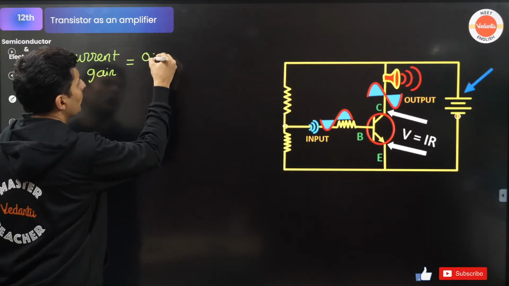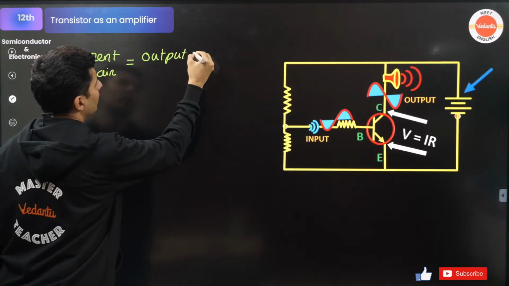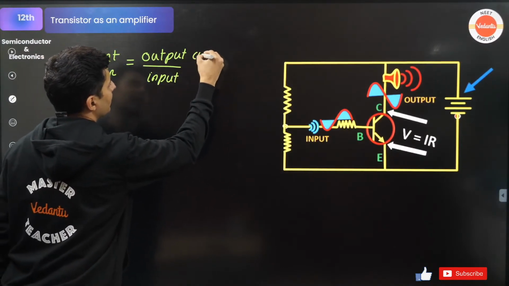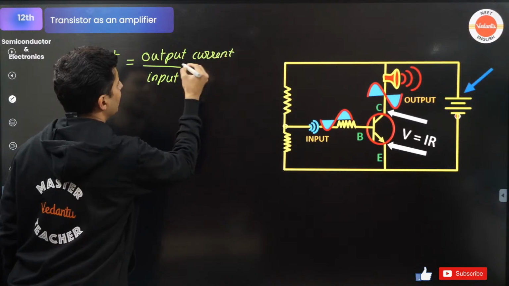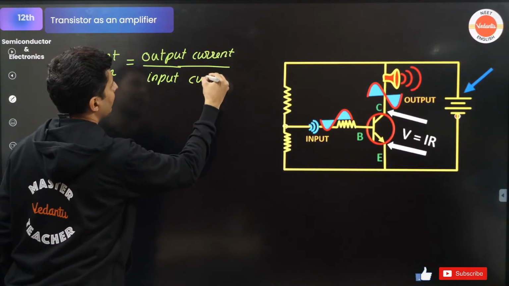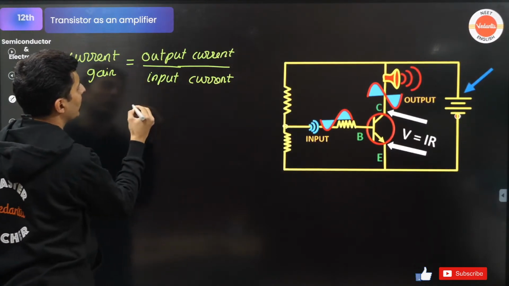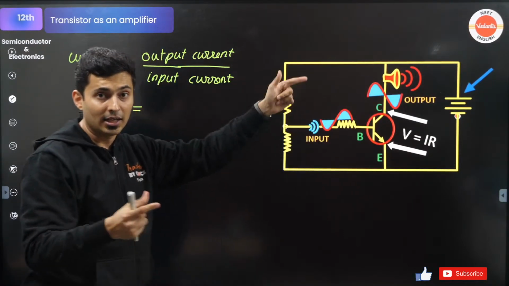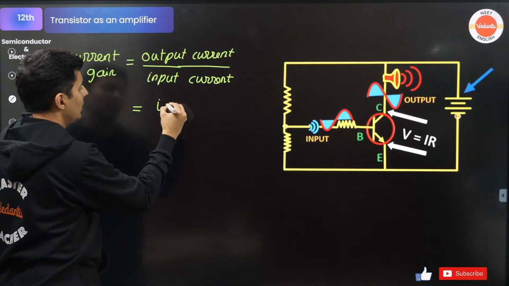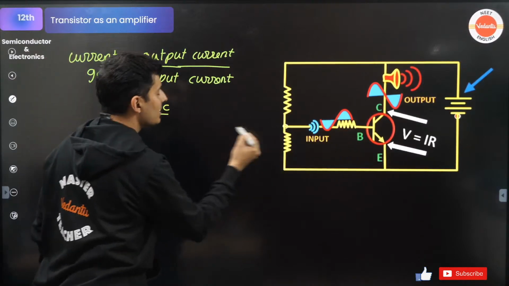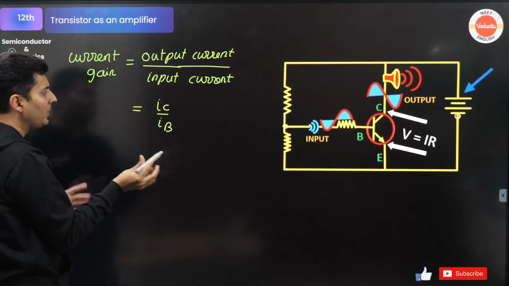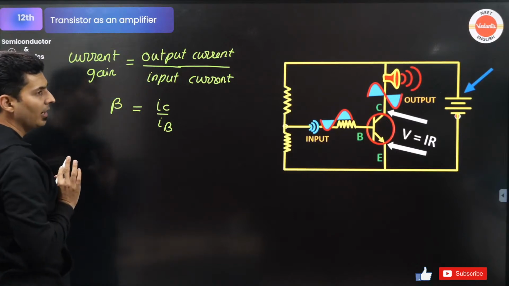So here, if I ask you the current gain, it will be output current upon input current. Can you guys quickly think what the output current is? The output is where the speaker is connected, near the collector. So IC. Input is near the base, so it is IB. So IC by IB. Whether it is alpha or beta, obviously it is beta.